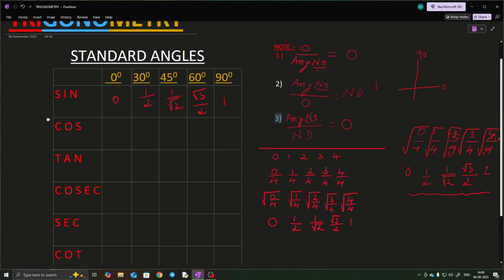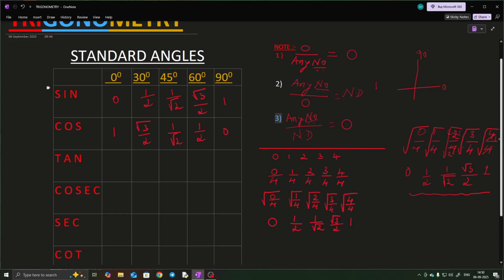Now it's a particular order which you have written: 0, 1 by 2, 1 by root 2, root 3 by 2 and 1. Now when you come to cos 0 degrees, it is going to be the reverse of what you have written in sine, reverse order. So we start with 90 coming to 1. So it comes here as 1. Then cos 30 is going to be root 3 by 2. Cos 45 degrees is going to be 1 by root 2. Cos 60 is going to be 1 by 2 and cos 90 is going to be 0. So it's a reverse order. So the numbers, the only thing you have to remember is 0, 1 by 2, 1 by root 2, root 3 by 2 and 1.